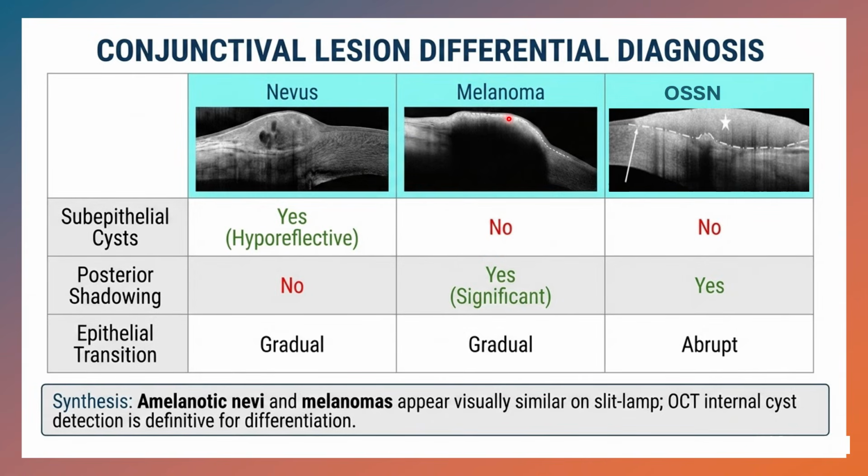However, in melanoma, it will be in the epithelium as well as the deeper structures. That's why it causes posterior shadowing, because of the increased pigmentation and the presence of intraepithelial cysts inside the pathology, which show as hyperreflective areas here in the anterior segment OCT. So these are the main differential points, and this is very important, especially in the presence of amelanotic nevus, which might be difficult to diagnose clinically because it resembles many other pathologies like pinguecula.